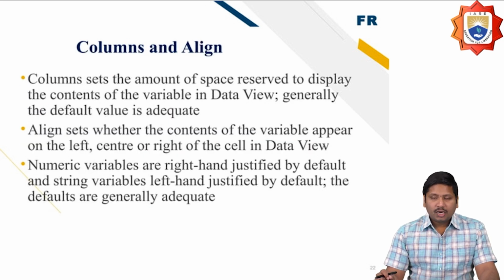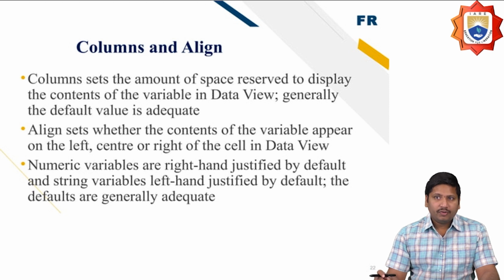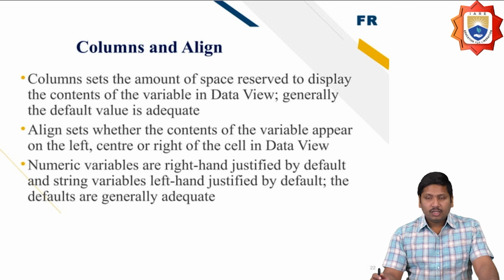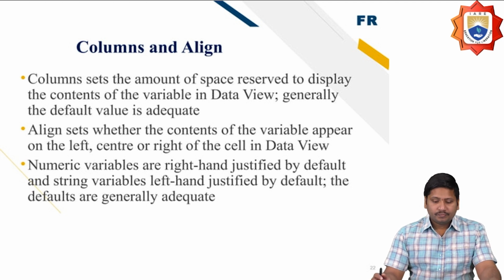And the next one, columns and align. The column setting sets the amount of space reserved to display the content of the variable in the data view, and generally the default is adequate. Alignment settings are also important, whether the contents of the variable appear on the left, center, or right of the cell in the data view. Numerical variables are right-justified by default and string variables are left-justified by default. So the defaults are generally adequate.